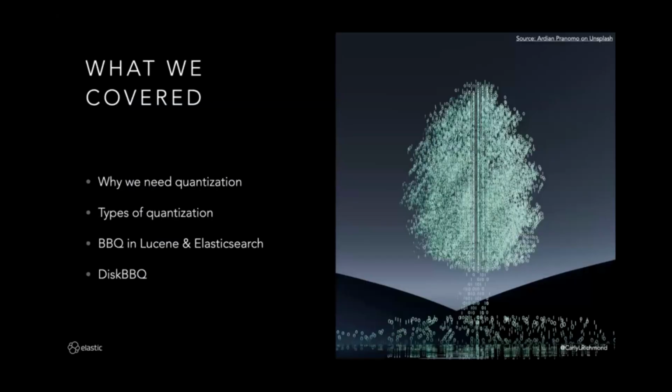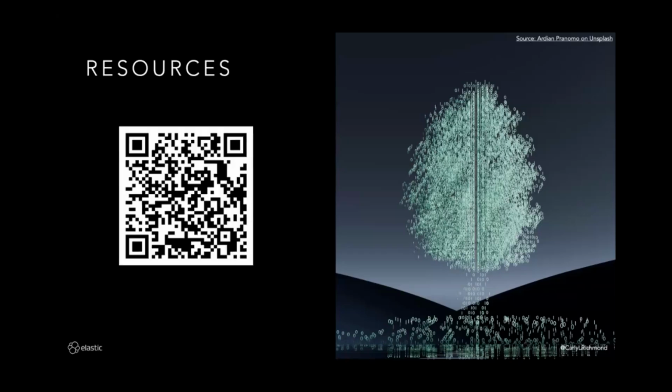Right, so we talked about quantization and the types of it at an introductory level, and talked about how BBQ works, focusing on the Lucene portion. There are enhancements that Elasticsearch have put on top, again, with regards to SIMD and some quantized scalar and a couple of other things which you can read about if you're interested. And then we've talked about disk BBQ as well.